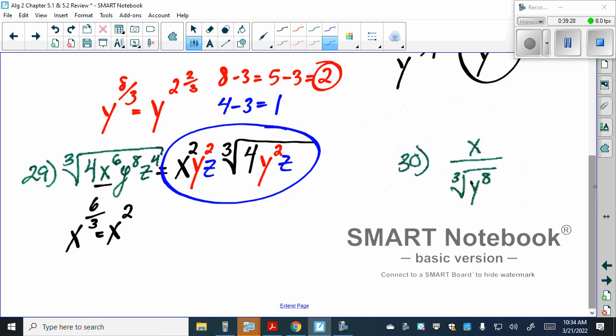Let's look at 30. So we do need to simplify the cubed root of y to the 8th in the denominator. Now, can we take the cubed root of y to the 8th evenly? Well, 8 divided by 3 evenly. Now, what's the next number after 8 that will divide by 3 evenly? 9, yes? How far am I away from it? 1. So I need to multiply the top and bottom by the cubed root of y. That's what we need to do to get to the answer.